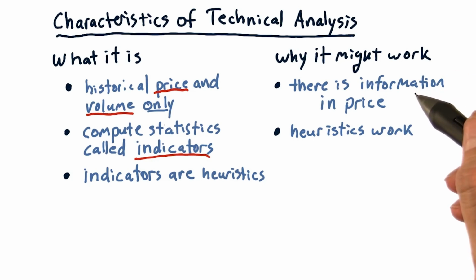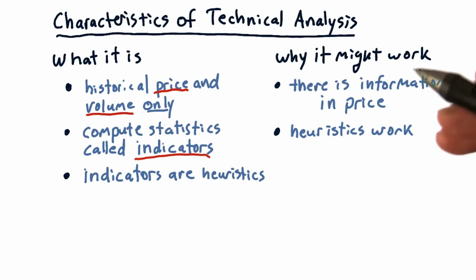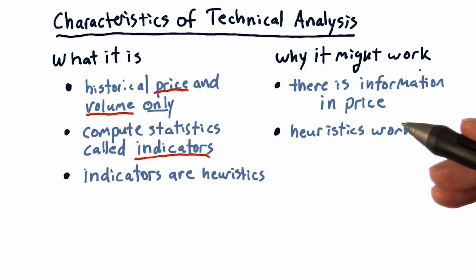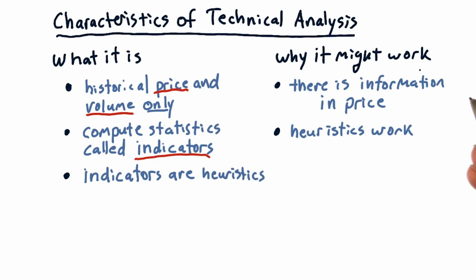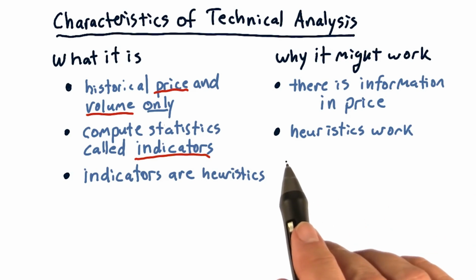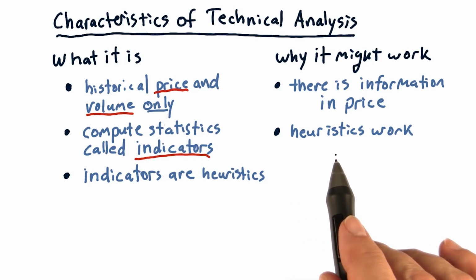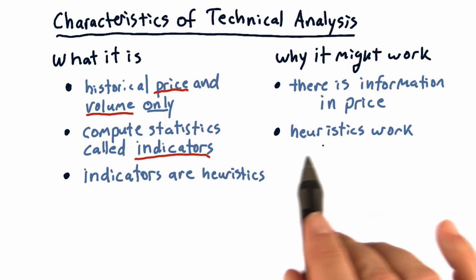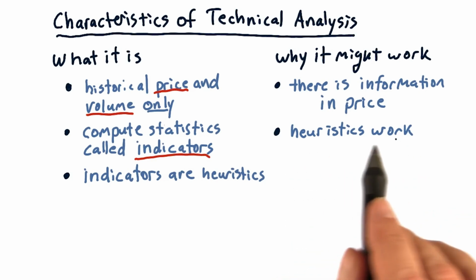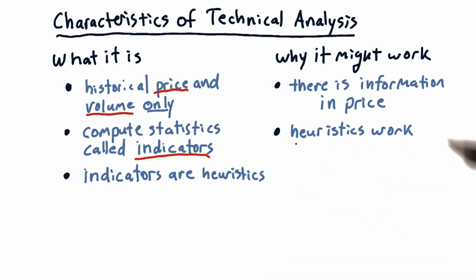First of all, there is indeed information in price and information in price change. It reflects sentiments of buyers and sellers, and especially if we see that the price for a particular stock is moving in a different direction than the overall market, that might be a hint that there's something going on. Additionally, we know that in other domains of artificial intelligence, heuristics can work, and they work frequently. So even though it's controversial, there are reasons to believe technical analysis can work.